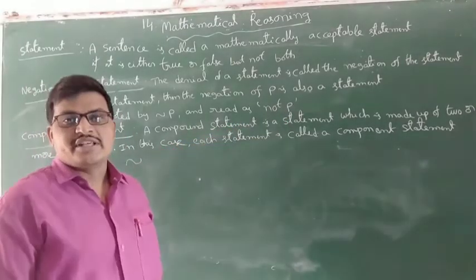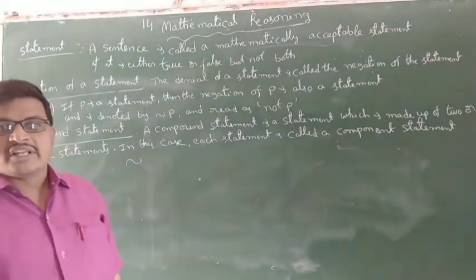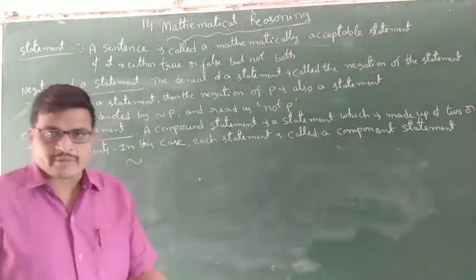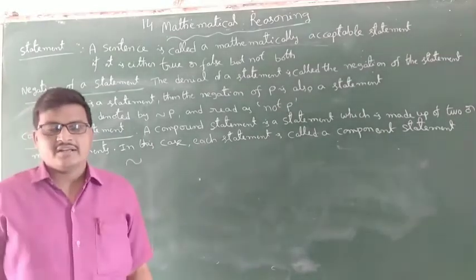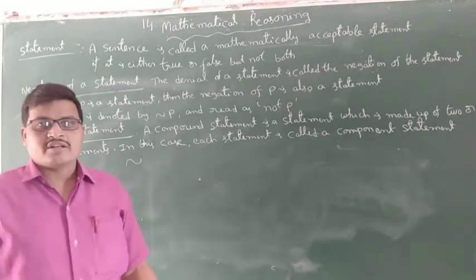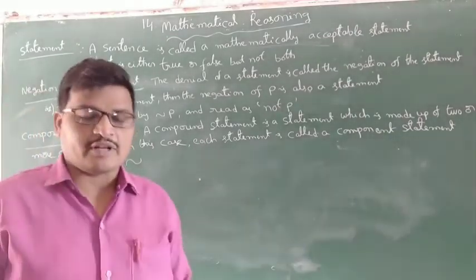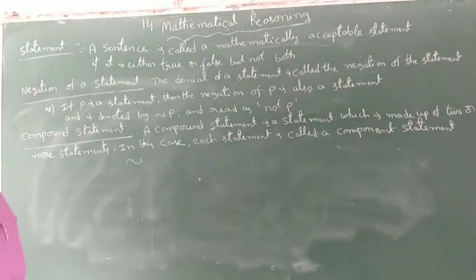P is a prime number. What is the negation? P is not a prime number. P is an even number. The negation of P is: not an even number, or simply an odd number.